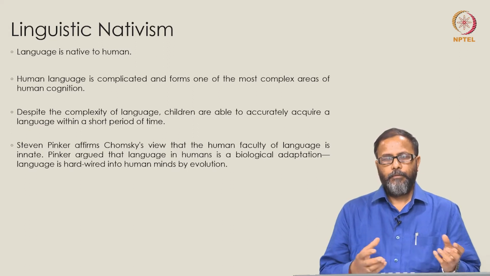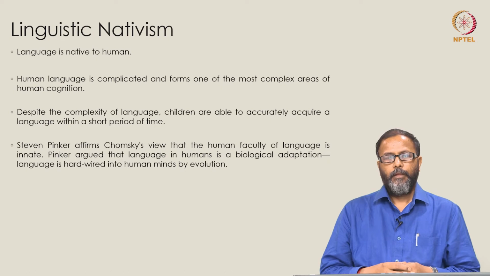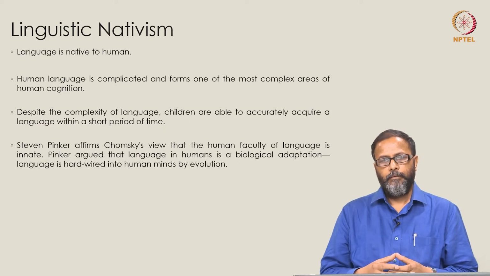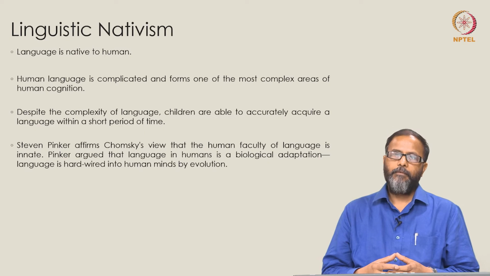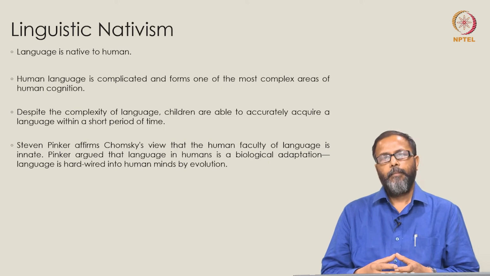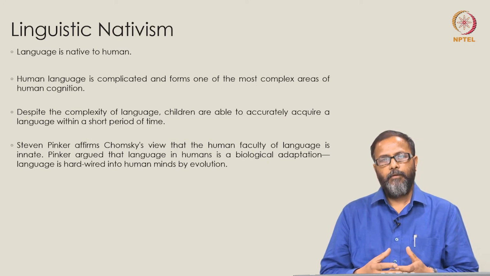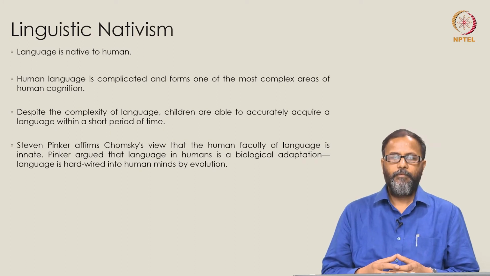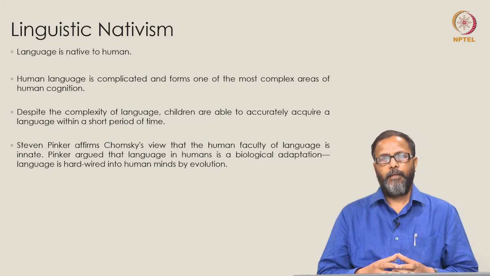So we have two theoretical positions. And in order to support the innateness hypothesis that language is native and innate, Chomsky invokes two important ideas. Number one, language acquisition device, and number two, universal grammar, which later turned into principles and parameters.